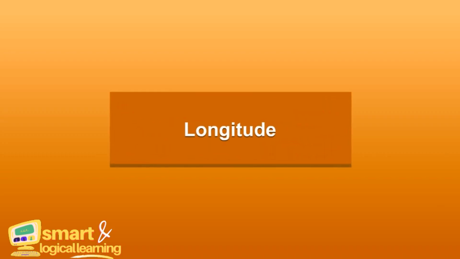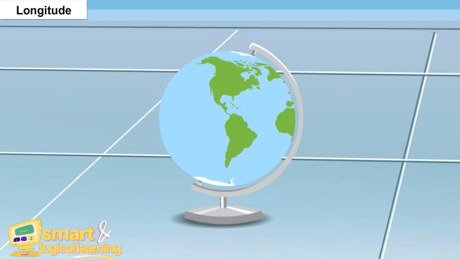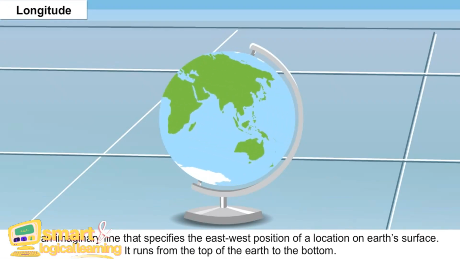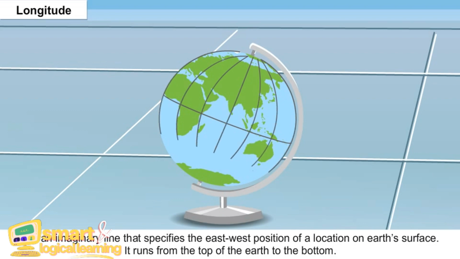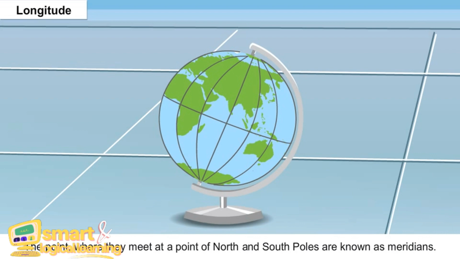Longitude. Longitude is an imaginary line that specifies the east-west position of a location on Earth's surface. It runs from the top of the Earth to the bottom. The point where they meet at north and south poles, these lines are known as meridians.